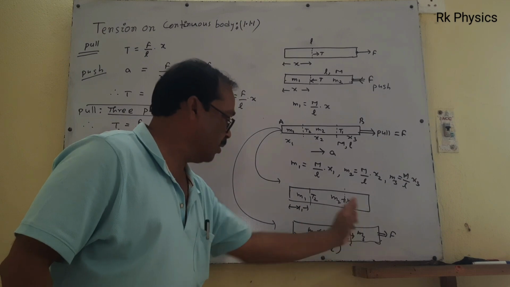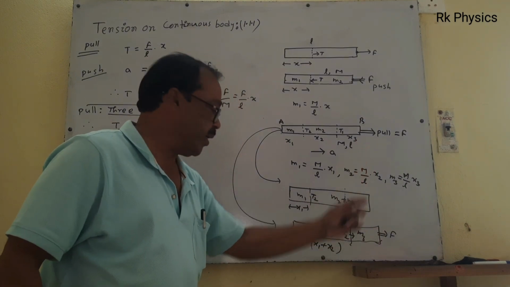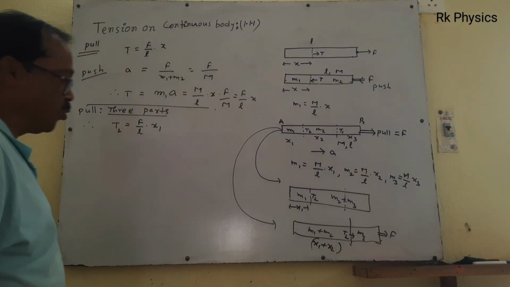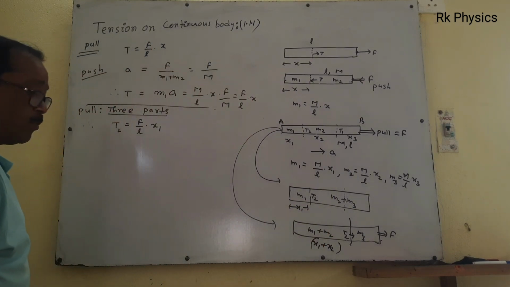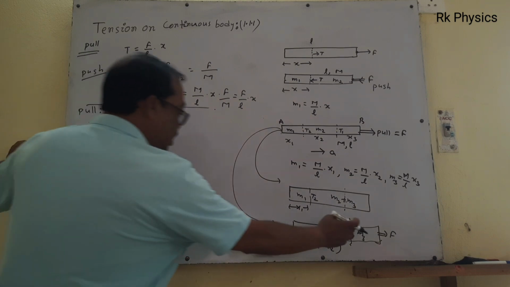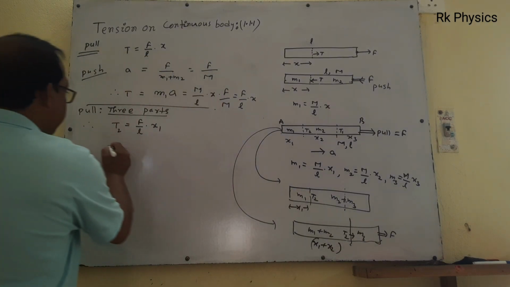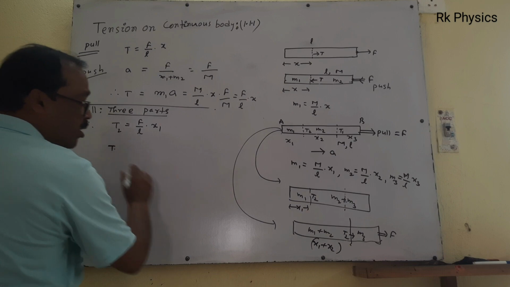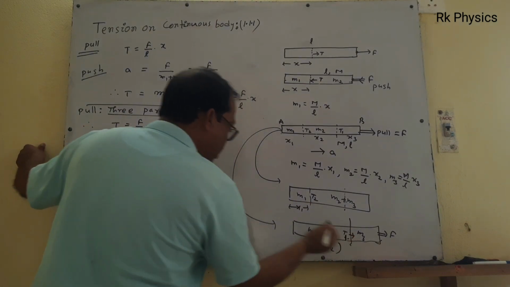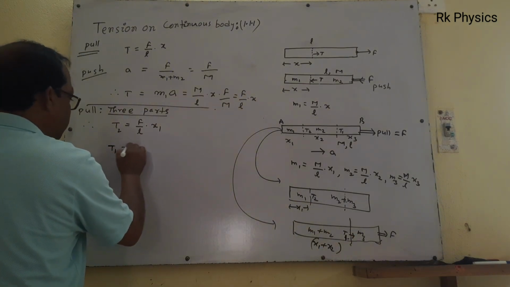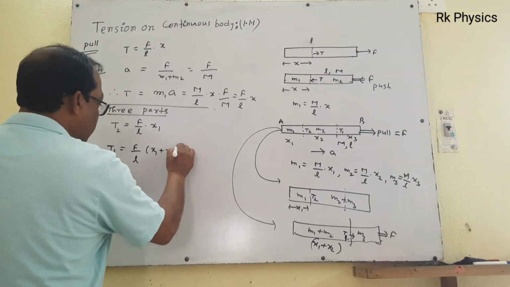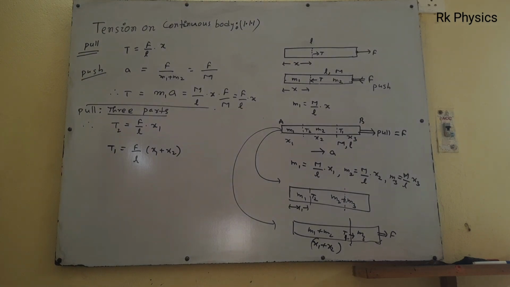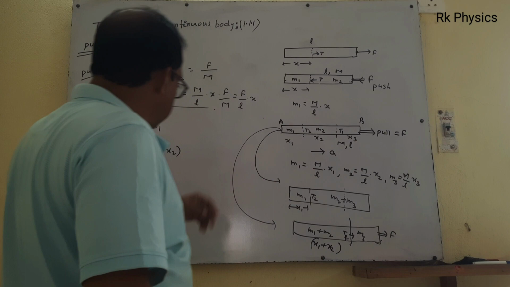Now F is pulling the rod, where T2 is pulling M1 plus M2. If you take T2 as pulling M1 plus M2, then you can use the right hand side. This is T2, and you take this as T1. Then T1 is F divided by L into x1 plus x2. T1 is F by L into x1 plus x2. So this is your formula.